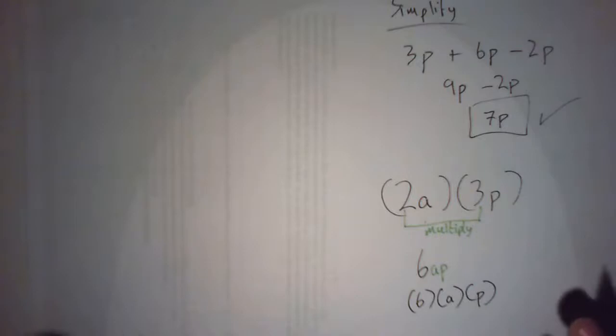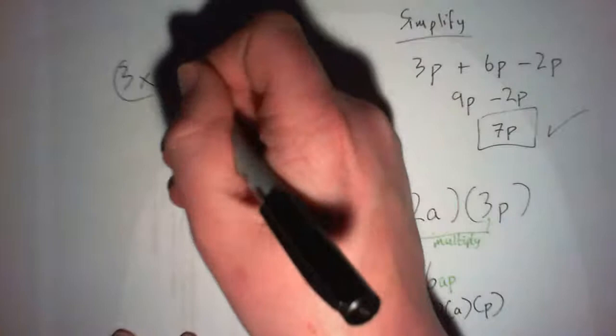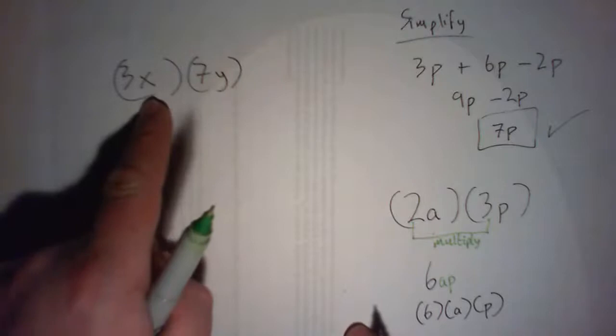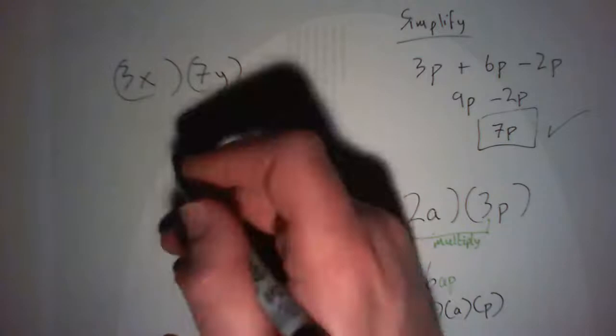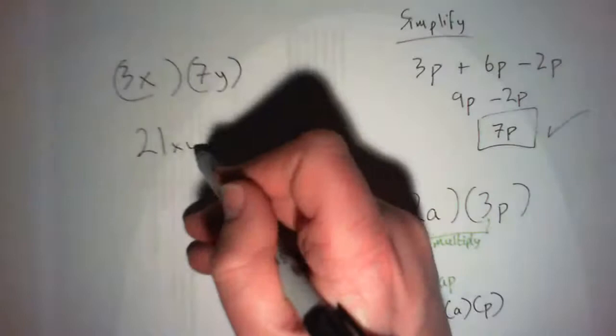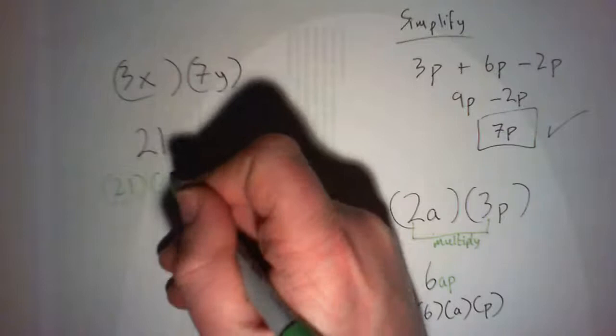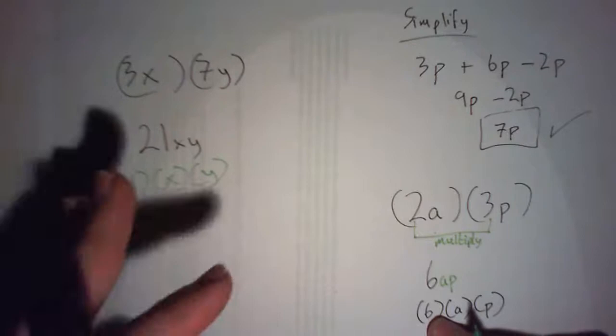So for example, 3x multiplied by 7y. Again, we're not asking you to add or subtract, so we don't have to worry about like terms. We just multiply the 3 by the 7. 21. I don't know what x or y is, so I just stick them beside each other. But what that actually means is 21 multiplied by x multiplied by y, if I knew what x and y are, which I don't, which is why we're doing algebra. So that's where it gets really cool.